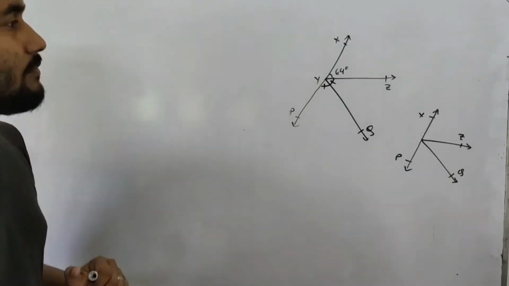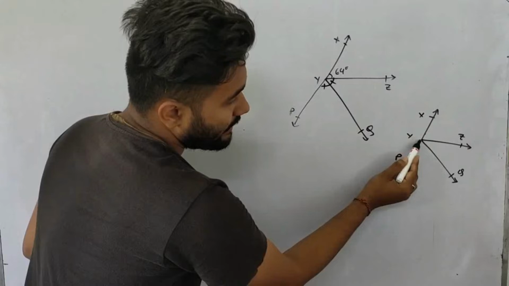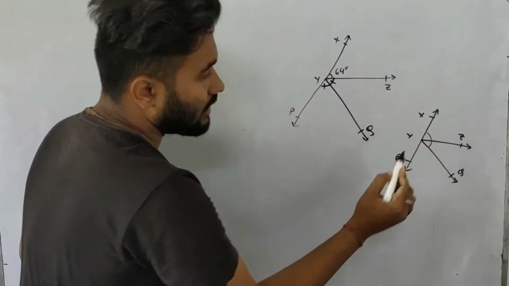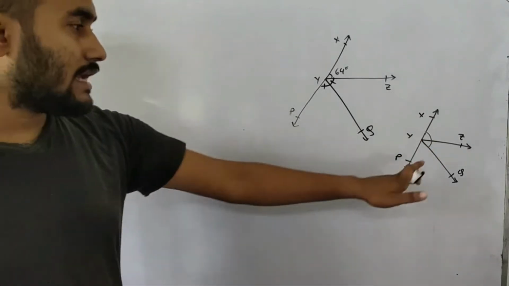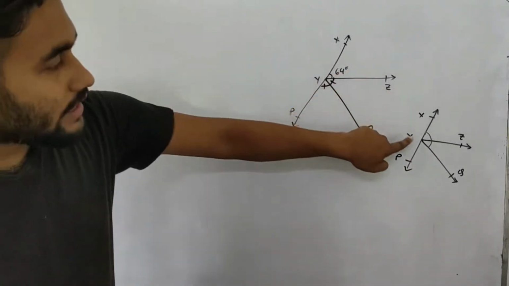Okay, which angle will be XYQ? So this is X, Y and this is Q. So it will start from X and go to the other arm of the angle, Q. So this is angle XYQ, okay? Try to find the angle XYQ, it is said.